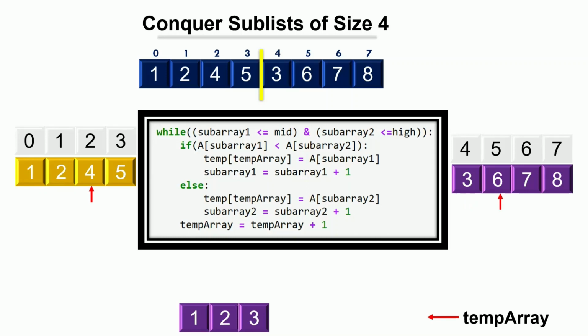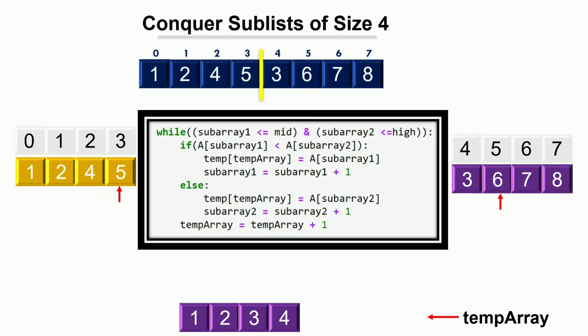Now 4 and 3 are checked. 3 is smaller. Now that 3 is written, subarray 2 moves: subarray 2 is equal to subarray 2 plus 1, which is now the value 5. At the position 5, we have 6. The smaller value is 4, and so 4 is written into the temporary array. And the value in subarray 1 changes from 2 to 3.